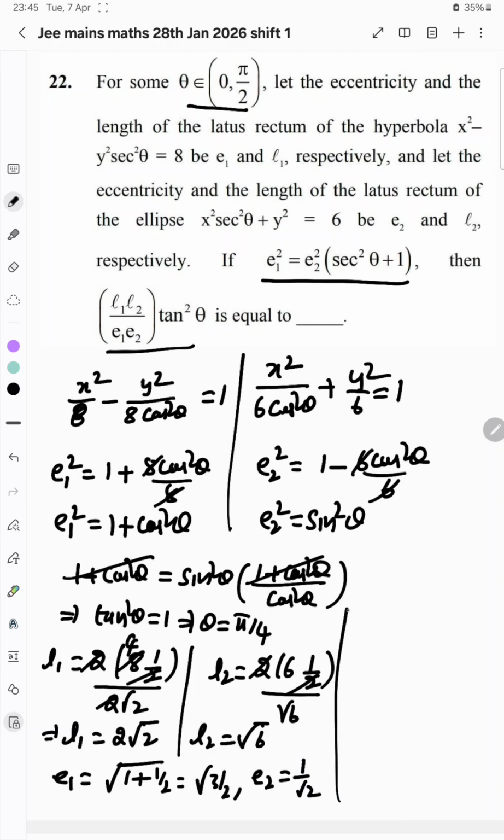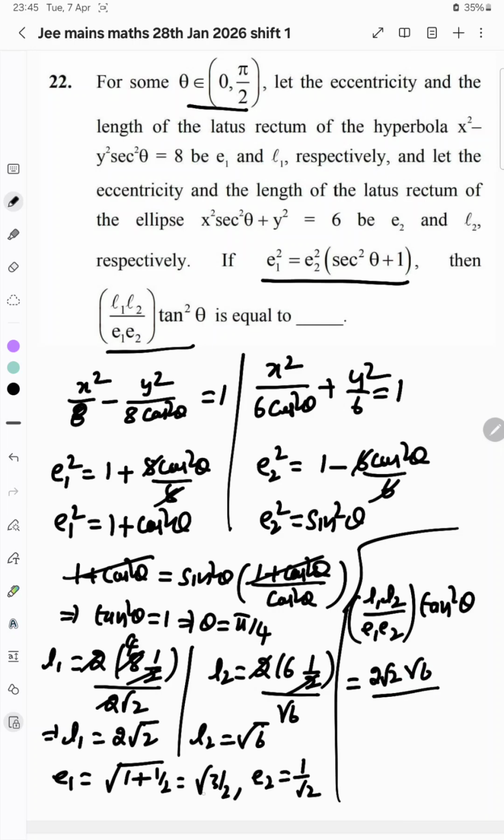Now these are all the values we can substitute in the given expression. See, the given expression is L1 L2 by E1 E2 into tan squared theta. What is L1? 2 root 2. What is L2? Root 6. By what is E1? Root over 3 by 2, so root 3 by root 2 we can write. What about E2? 1 by root 2. And tan squared theta is clearly 1 only, right?